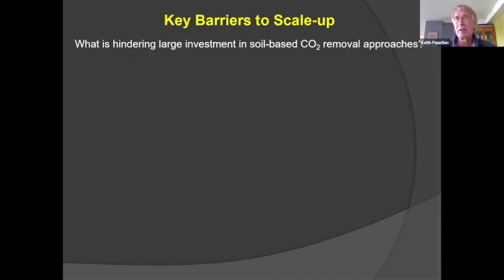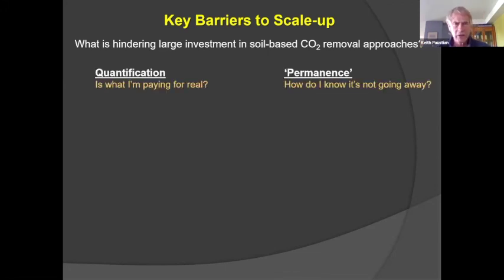But looking at it from the perspective of some of these businesses, I see the emerging key barriers to scale up. It's asking the question, if we're really going to go big, if we're going to be looking at carbon dioxide removal and soil, we've got 4 per mil. So we're talking about gigaton per year capacities. And so what's hindering the really large investment in soil-based carbon removal approaches? This is a little bit of personal opinion, but I think it comes down to two major issues that these companies and others that are potentially interested in large investments are asking.